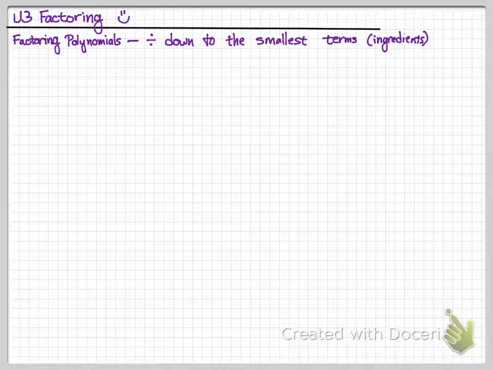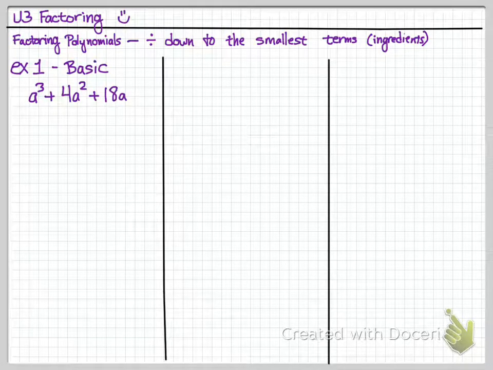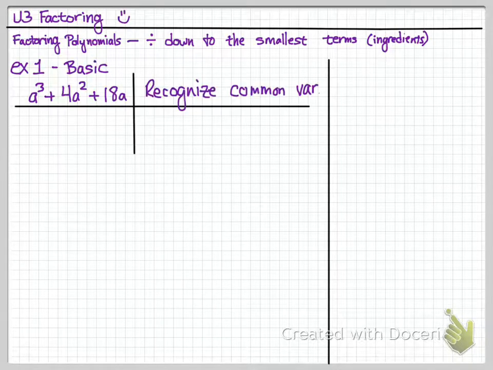When we're factoring, what we're trying to do is divide down to the smallest terms. Like when you're making a recipe, what are the smallest ingredients? So we take these big terms and break them down to smaller ones. For example, a cubed plus 4a squared plus 18a. Got 3 terms, so it's a trinomial.